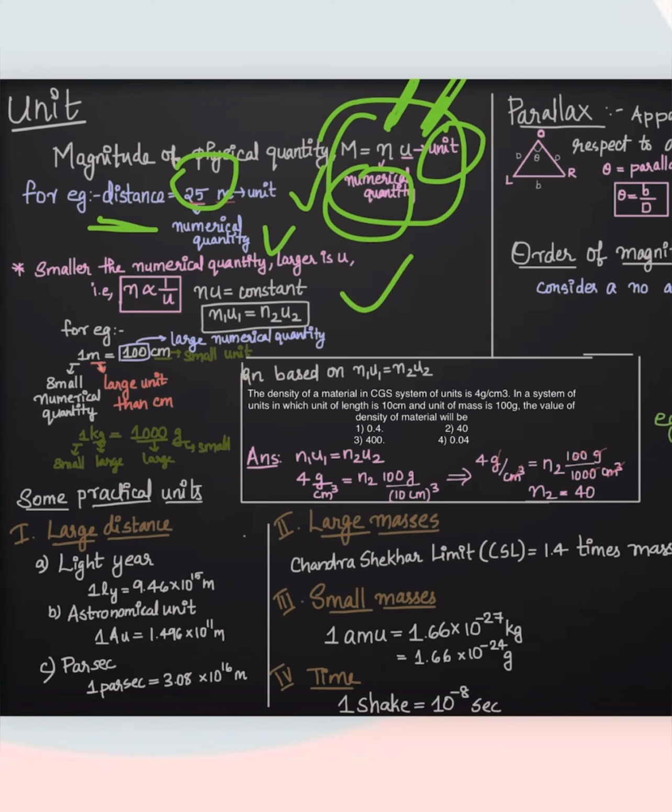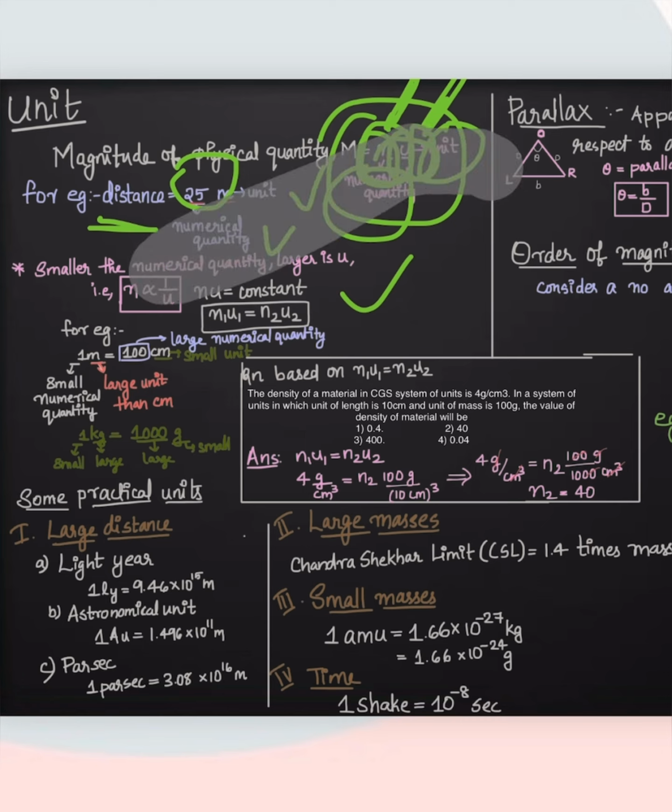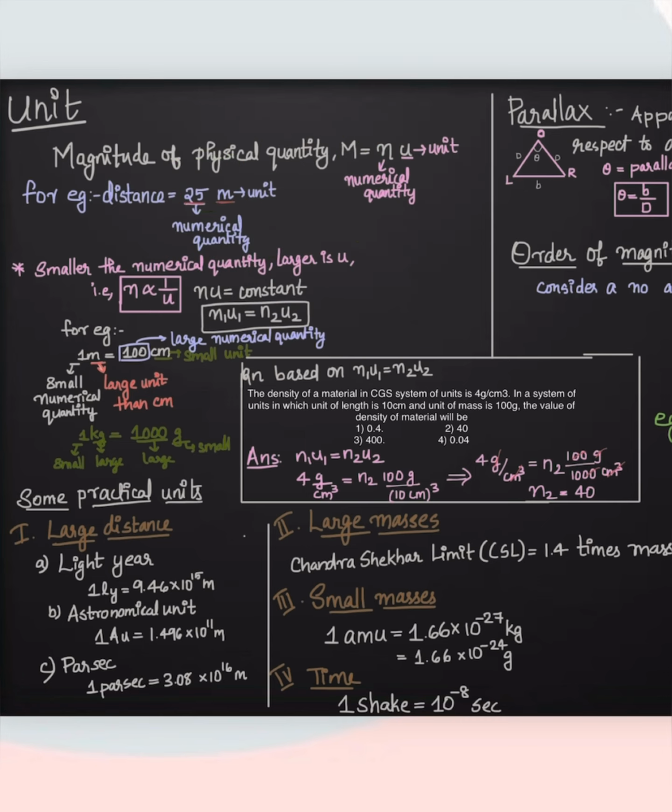Smaller the numerical quantity, larger is u. We have to note importantly that if the numerical quantity n is smaller, u will be larger. That is, n is inversely proportional to u. The magnitude of a physical quantity is represented as nu, and if n is smaller, that is 25 is smaller, then the meter will be large.